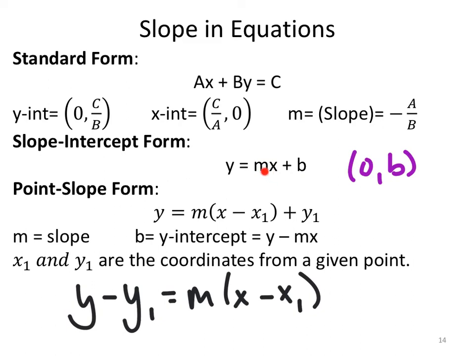M is the coefficient of x. It's being multiplied by x. We know because it doesn't show the operation there. So if it's in this format, y equals mx plus b, just find the coefficient of x. There's your slope. And then the y-intercept is just the b value.